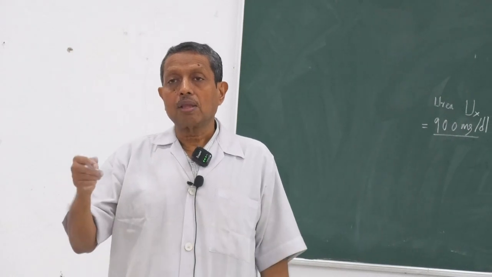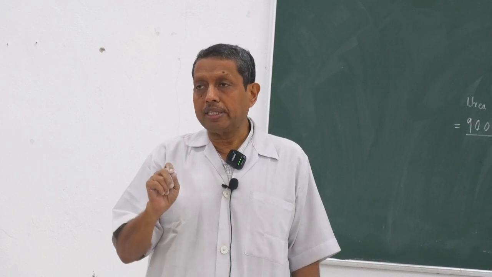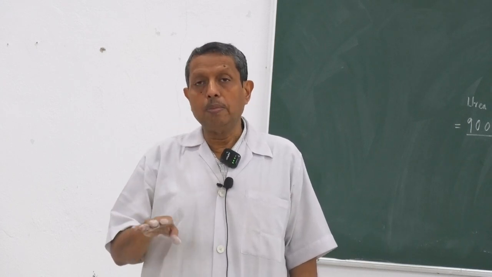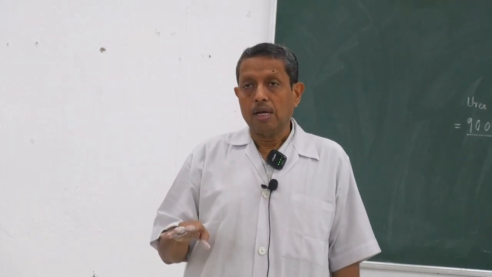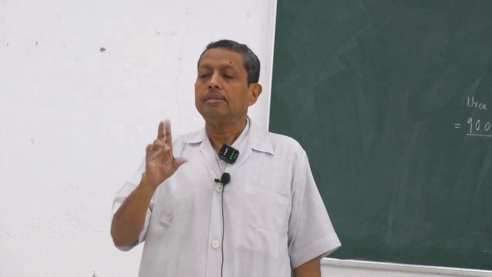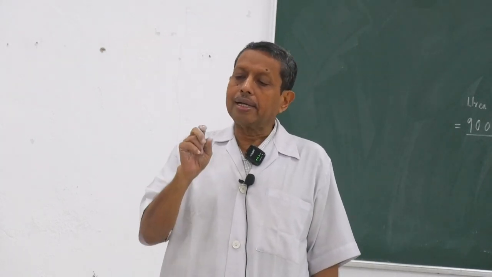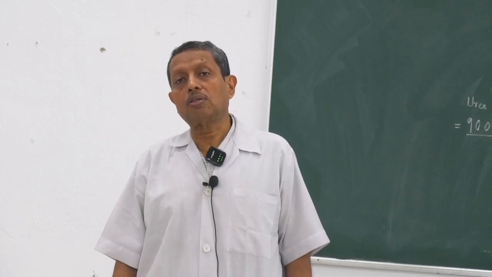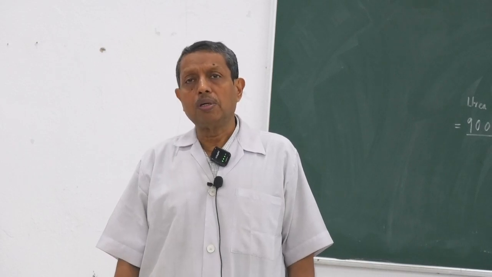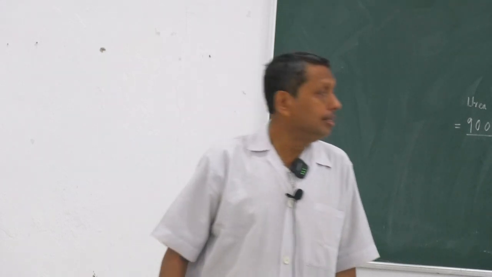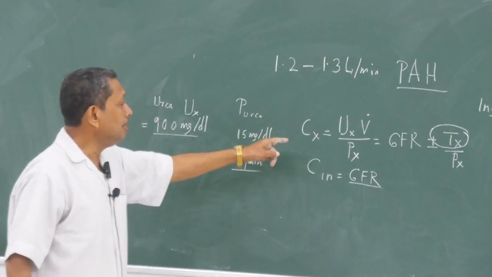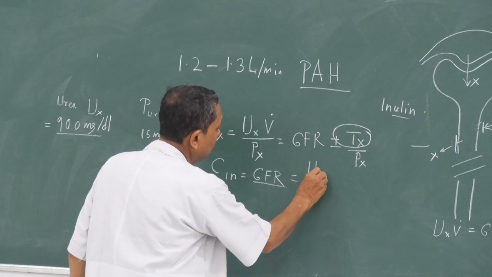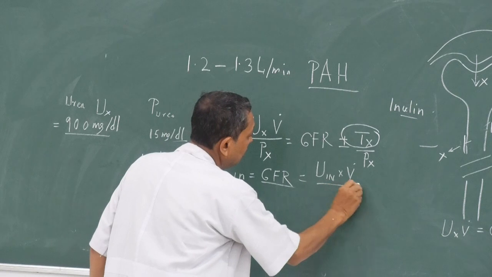So in practice, what is done? Infusion. A loading dose of inulin is given intravenously, and then it is continued in such a way that ultimately there is an equilibrium in the body fluids. When this is achieved, urine is collected for a limited period, and at the half-time position a sample of blood is collected. The concentration on the arterial side and venous side is equal because it is not metabolized. From the urine sample you get the volume and the concentration of inulin. Then clearance is urinary inulin concentration into V divided by plasma inulin.